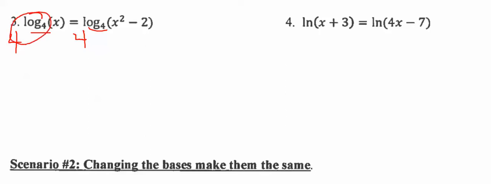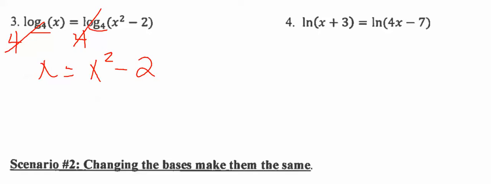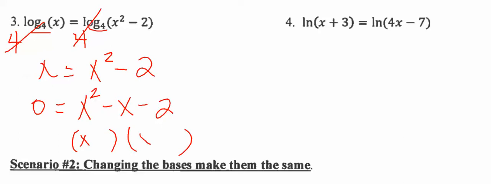Again, those one-to-one theorems tell us 4 to the log base 4 makes 1, so I'm left with x. And here that makes x squared minus 2. So I'm going to have to factor, so I'm going to subtract x. And now I'm going to factor. I have x and x, negative 2 and positive 1. So x equals 2 and x equals negative 1.